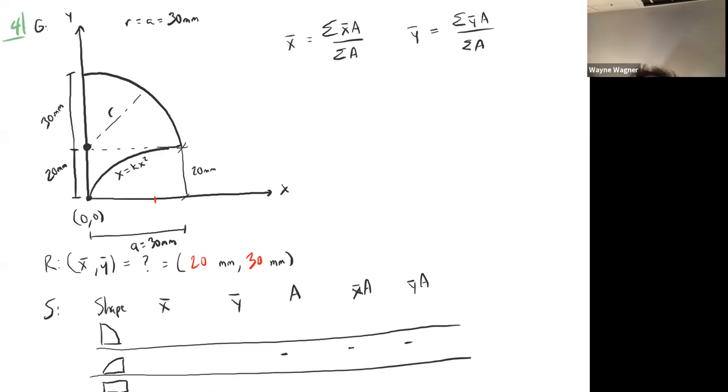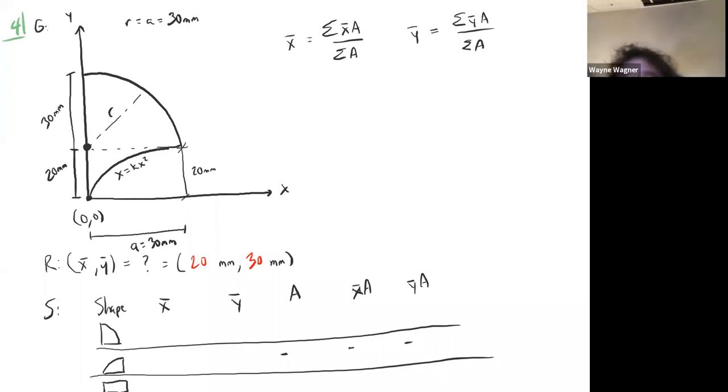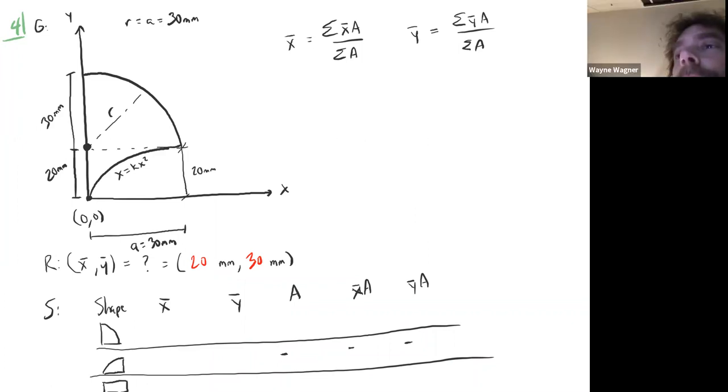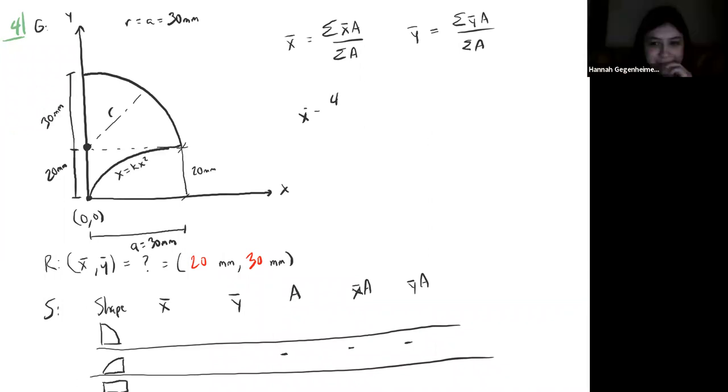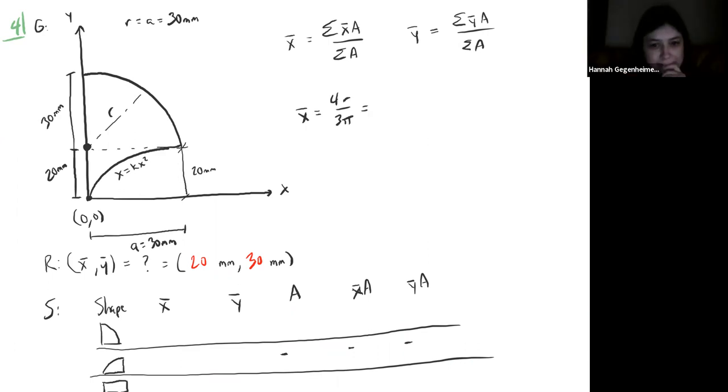I'm definitely going to have trouble with that rectangle. The rectangle is the easiest one, right? Hopefully. All right, let's do it. What do you think for that quarter circle? It's 4r over 3 pi again. So 4 times r over 3 pi. What's the radius in this case? 30, right? So that's 40 over pi, I believe.